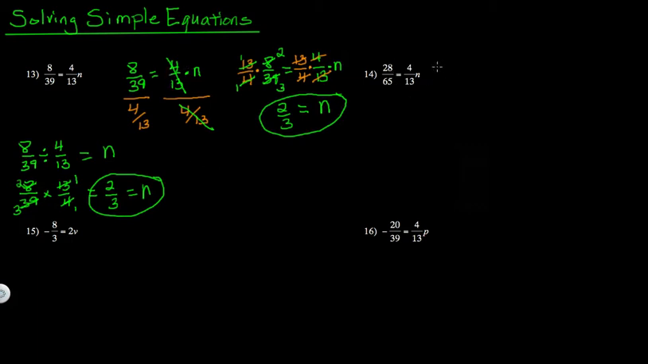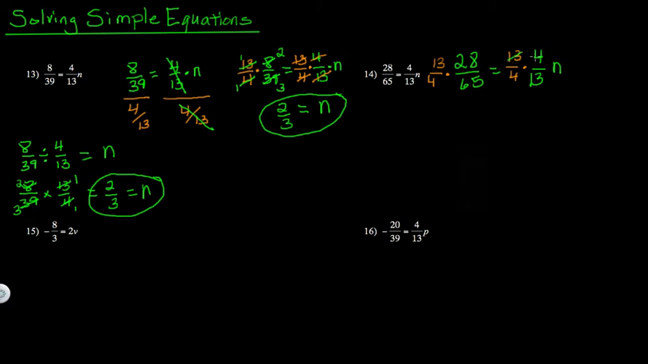So let's look at number 14. We're going to see that what is being done to our variable is the variable is being multiplied by 4/13 again. And so we're going to get rid of that by multiplying by the reciprocal of 4/13, which is 13/4. So let's just rewrite it here. So this is 28/65 is equal to 4/13 n. So we're going to multiply both sides by the reciprocal of 4/13, which is 13/4. So this is 13/4 and then 13/4 on this side as well.